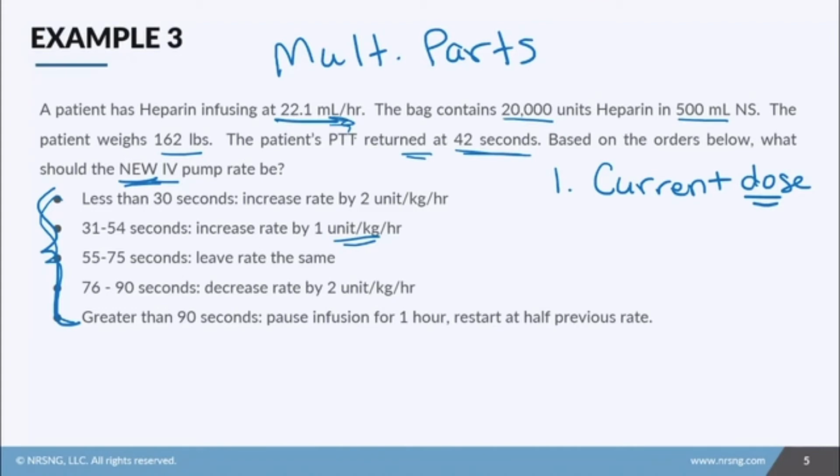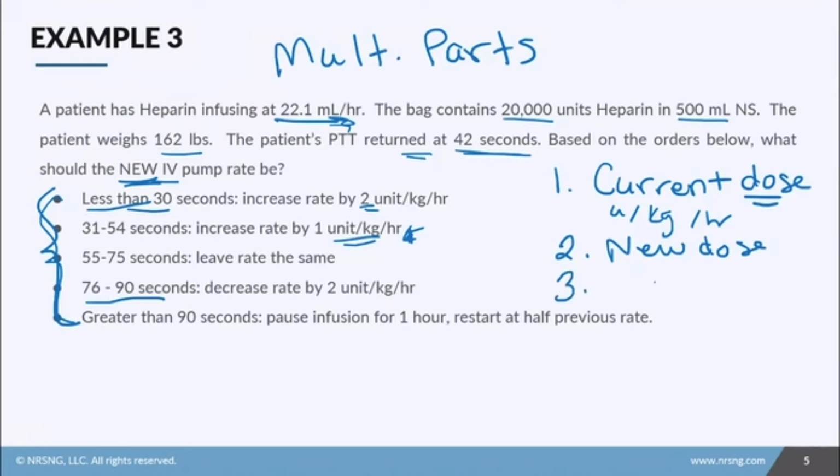So again, this is where you have to take your time, look closely. What does it give you? What do you need? What units are you working with? So the first thing we need to do is determine the current dose in units per kilo per hour. Second thing is we're going to use our orders to determine what the new dose needs to be. Where are we going with it? You can see if it's less than 30 seconds, we're going to increase by 2 units per kilo per hour. If it was between these, we were going to decrease by 2 units per kilo per hour. So the order tells you what you need to do.